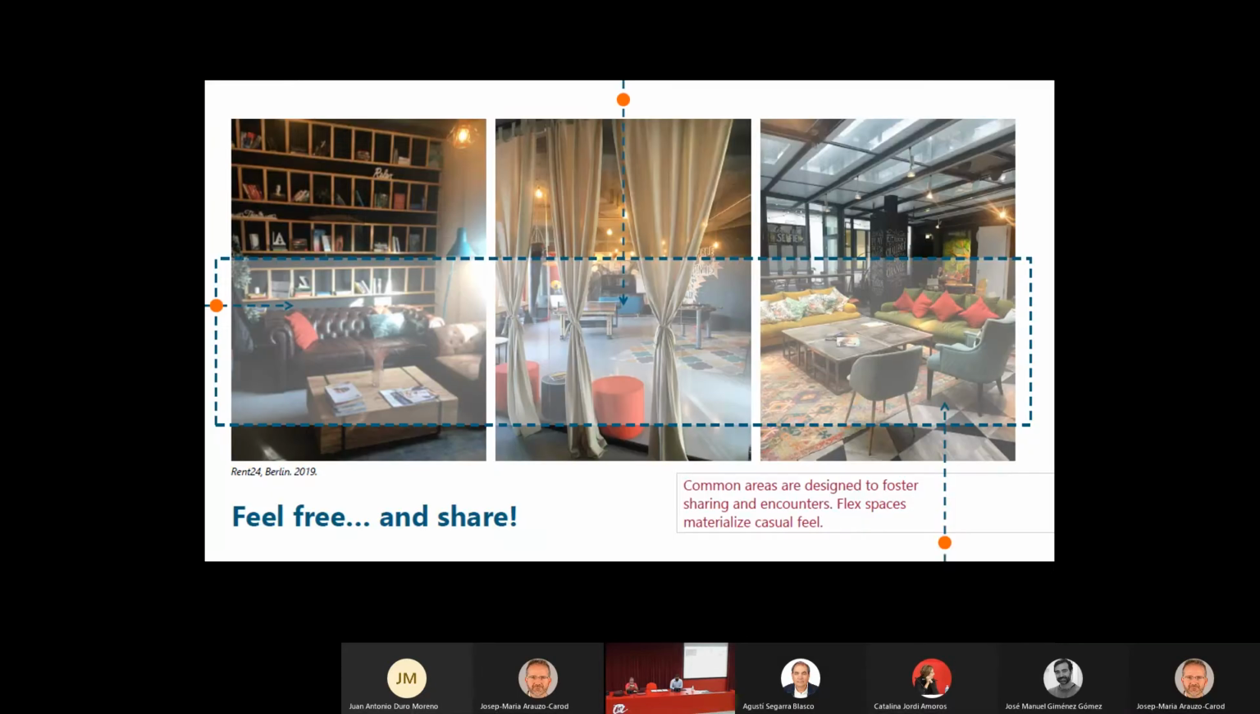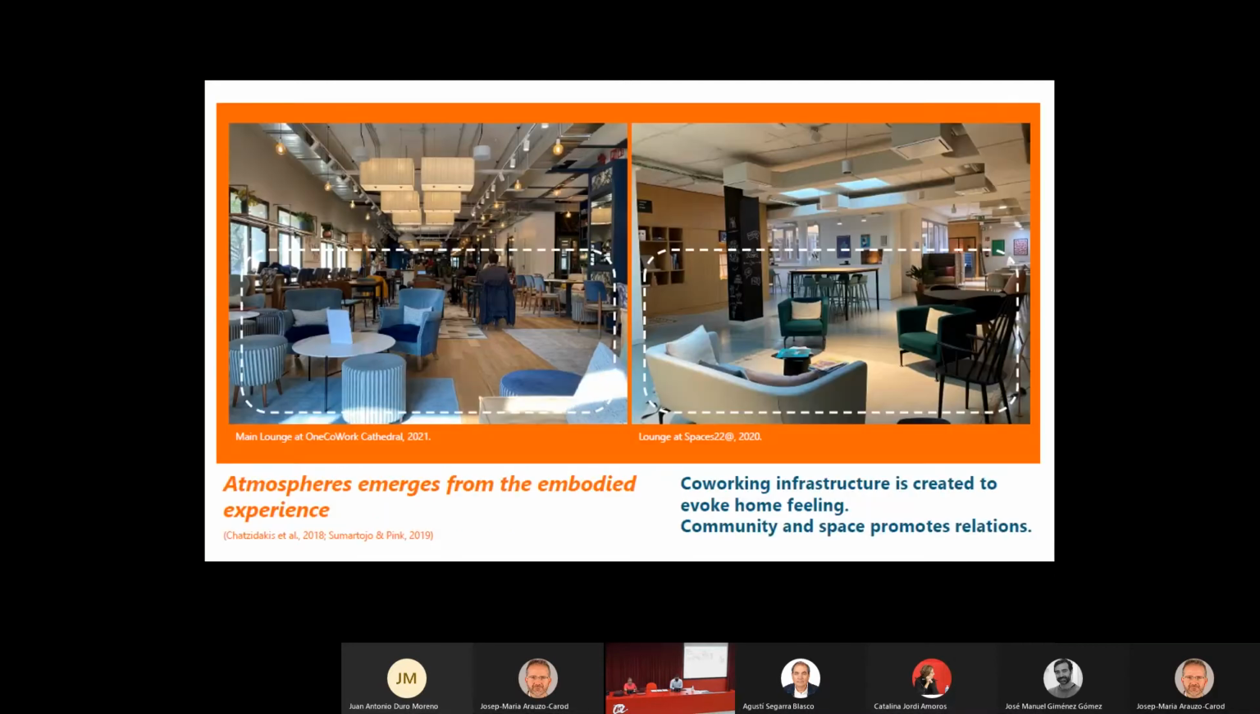For example, we have common areas in a co-working office in Berlin. These areas, social areas, are designed to foster sharing and encounters. Flex spaces materialize a casual, chill-out feel that fosters encounters and contacts between the members. The co-working infrastructure is created to evoke a home feeling. It's like creating a home, a comfortable space, and community and space promote relations.